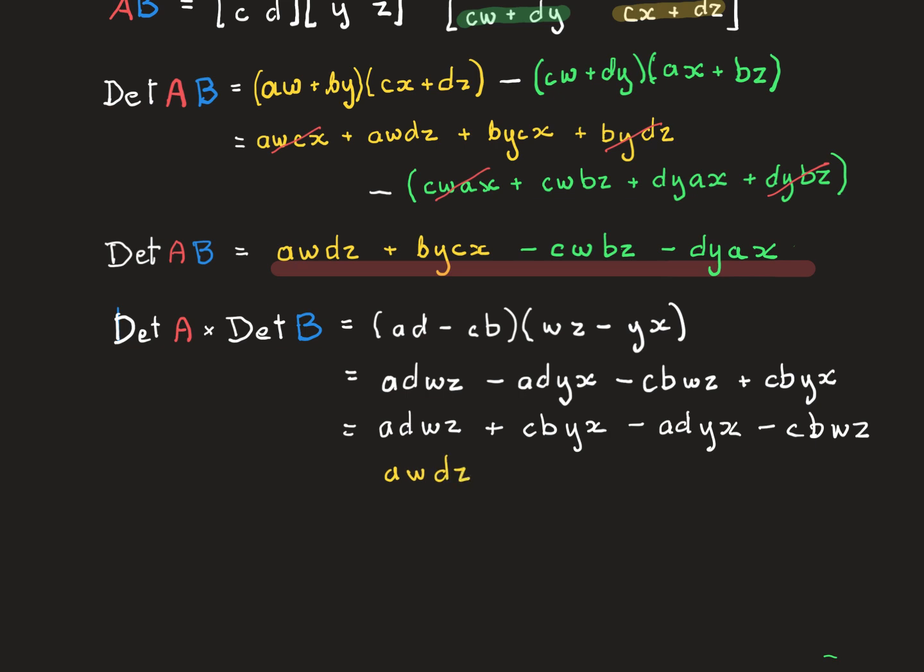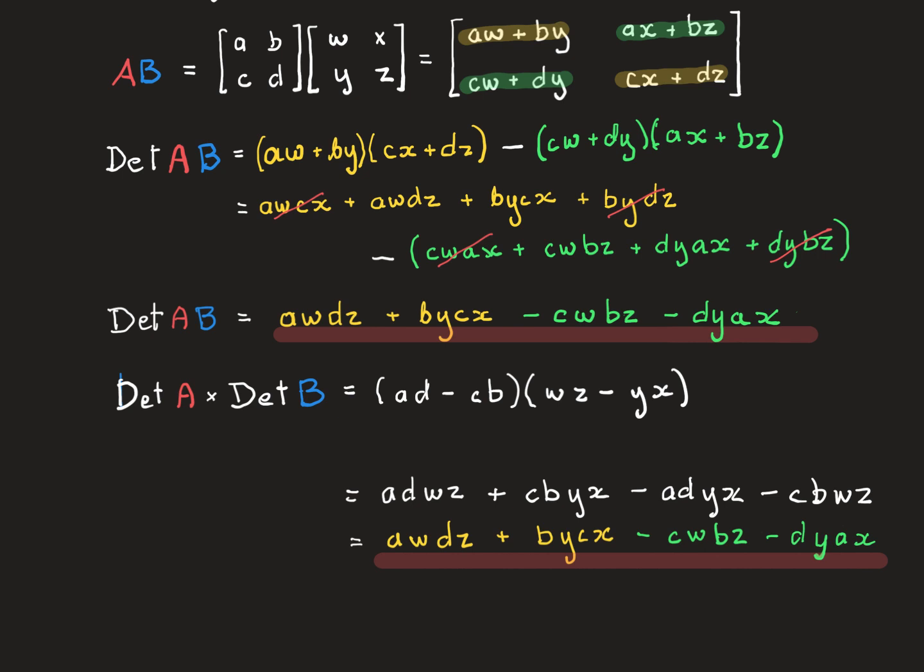AWDZ, which is the same as above. And also I can rearrange these letters to BYCX, and now that's the same as above. And I can do the same thing here and rearrange it to CWBZ, followed by DYAX. So we have proved that determinant AB is equal to the determinant of A multiplied by the determinant of B.